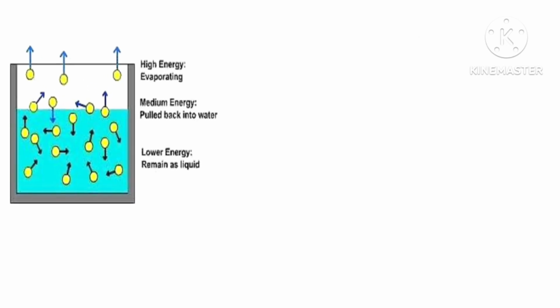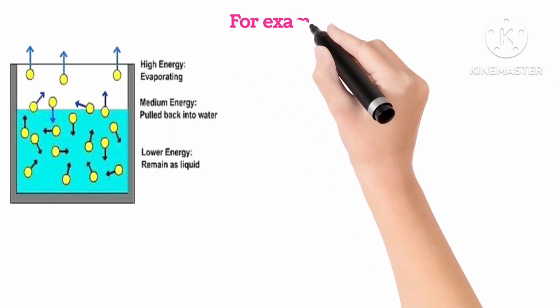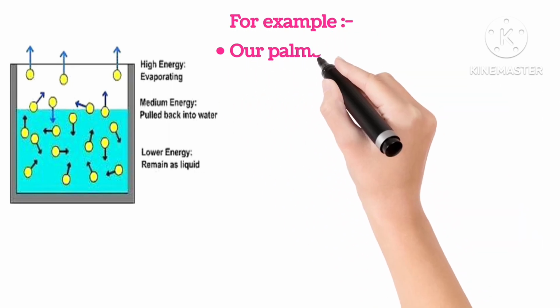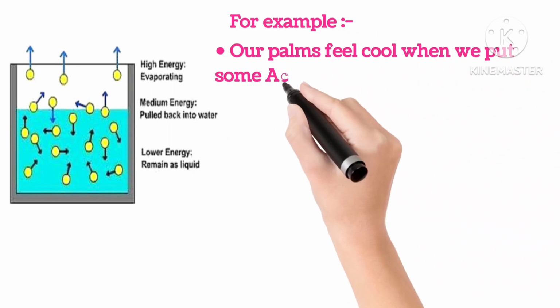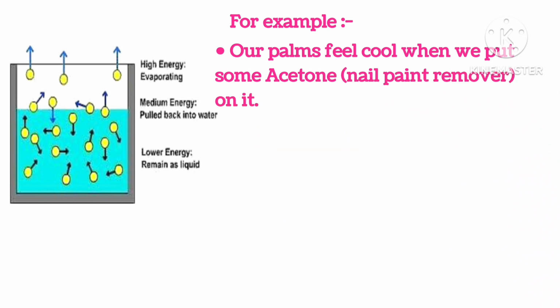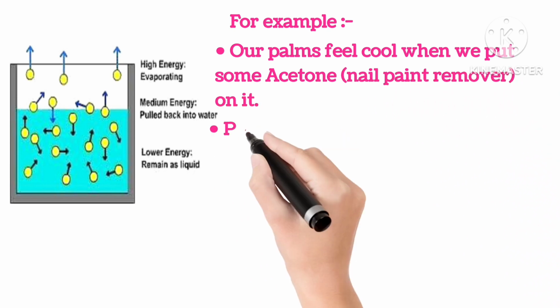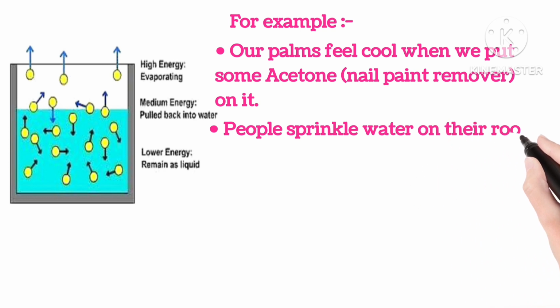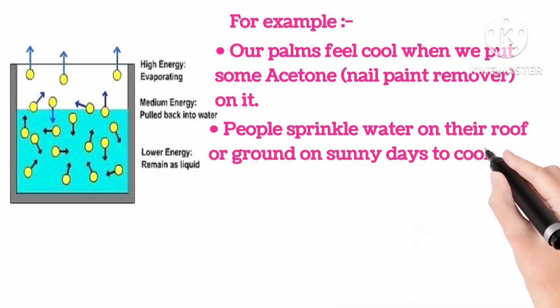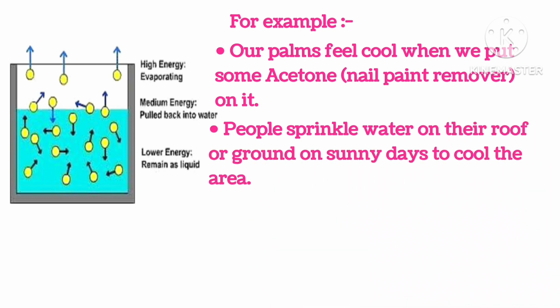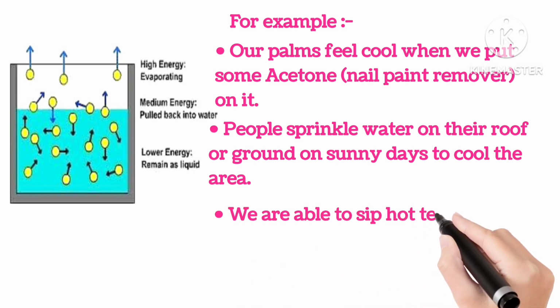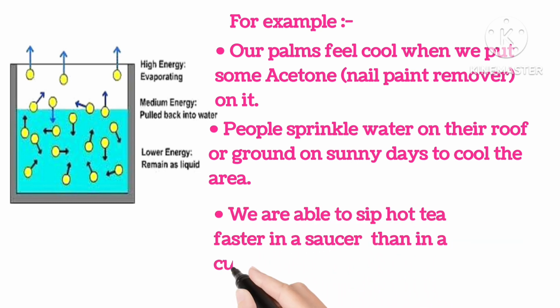As you can see here, the high energy particles are evaporating, medium energy particles are pulled back into the water, and low energy particles remain in the liquid. For example, our palms feel cool when we put some acetone or nail paint remover on them. People sprinkle water on the roof or ground on sunny days to cool the air. We are able to sip hot tea faster in a saucer than in a cup.